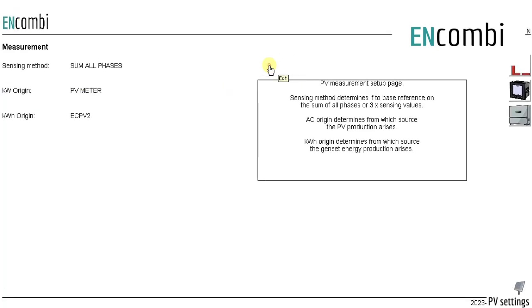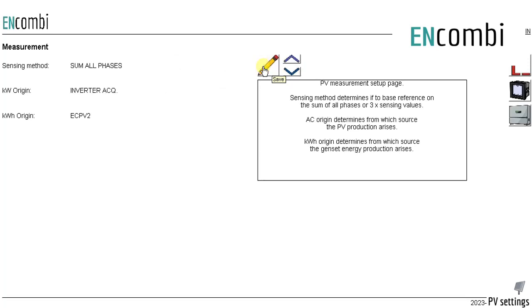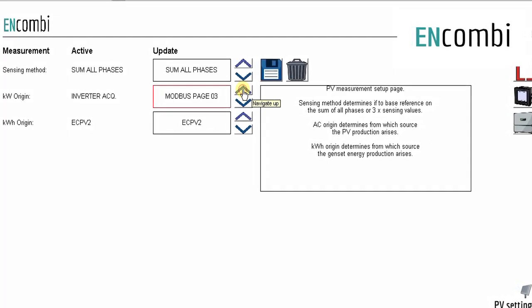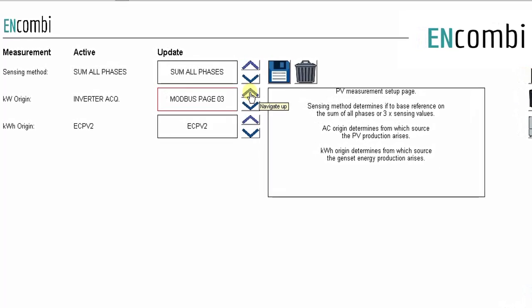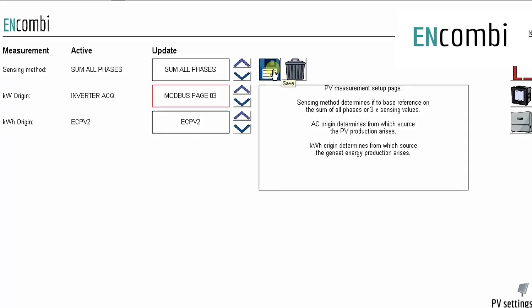The ECPV can also take the power contribution of individual inverters directly from their own power measurements via inverter communication. In this instance you have to select inverter acquisition. In case the controller uses PV power data written from a superior controller, the Modbus map page 3 communication will be used.